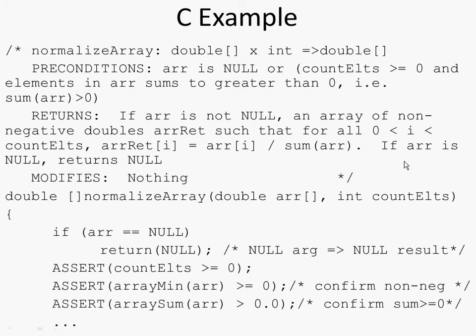Okay, so here's an additional C example. Here's identify index. Here we have an array, again, and we have a length of the array, a count of elements.